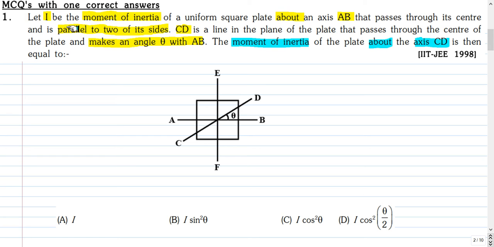Let I be the moment of inertia of a uniform square plate about an axis AB that passes through its center and is parallel to two of its sides. CD is a line in the plane of the plate that passes through the center of the plate and makes an angle theta with AB. The moment of inertia of the plate about the axis CD is then equal to, four options are given. You can pause the video and attempt this question.